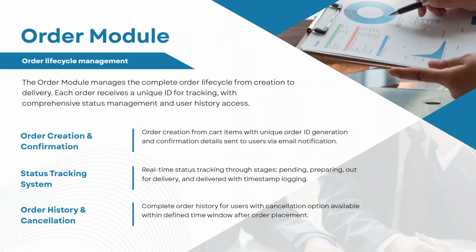The system stores important details such as order items, total amount, payment status, and delivery information. Users can view their order history and check the status of each order.